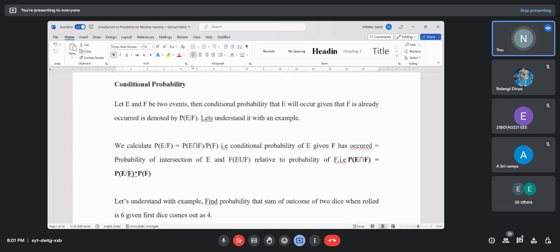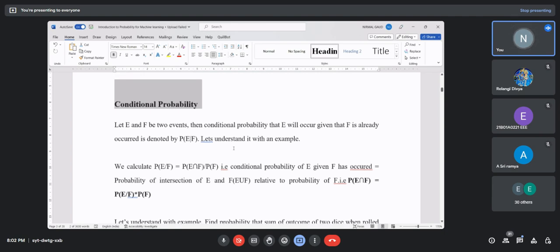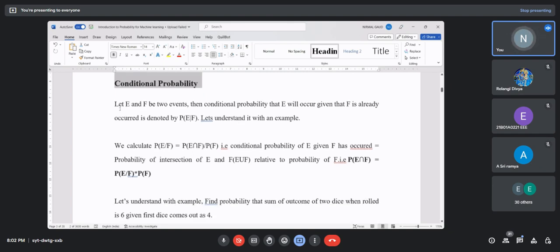Now, very, very important: conditional probability. What does this mean? Conditional probability is used in the theorems and algorithms for deriving machine learning models, and as I told you, Bayes' theorem is based upon conditional probability only. So for example, suppose you have two events, E and F. Understand very carefully: what is the conditional probability that E will occur given that F has already occurred?